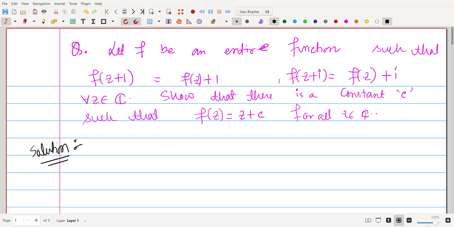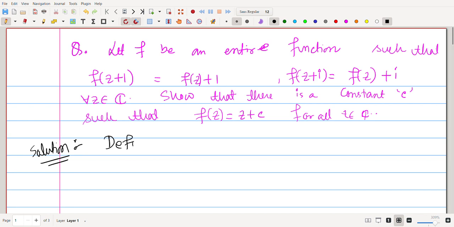Given that f is an entire function satisfying the condition that f(z + 1) = f(z) + 1 and f(z + i) = f(z) + i for all z belonging to C. We need to show that there exists a constant c such that f(z) = z + c.